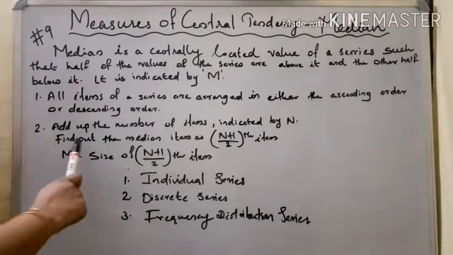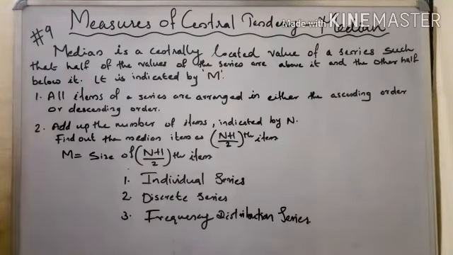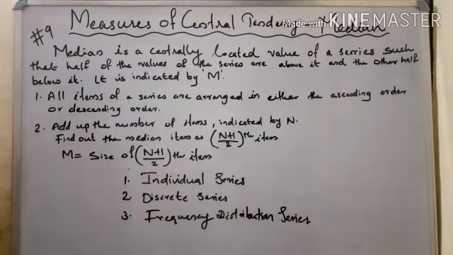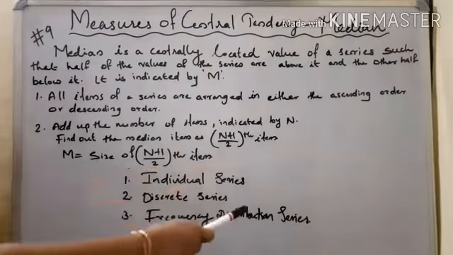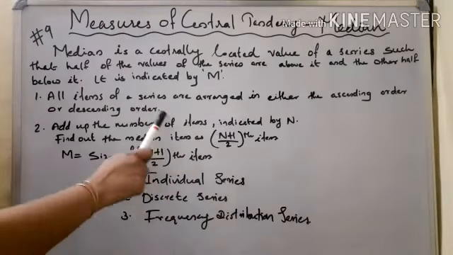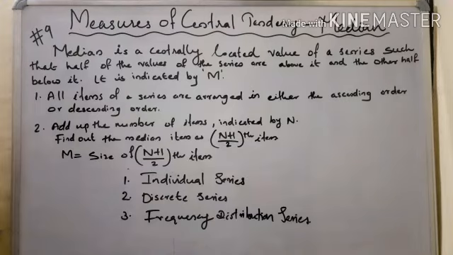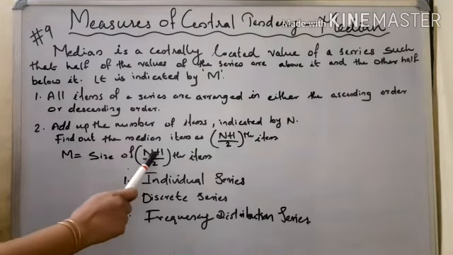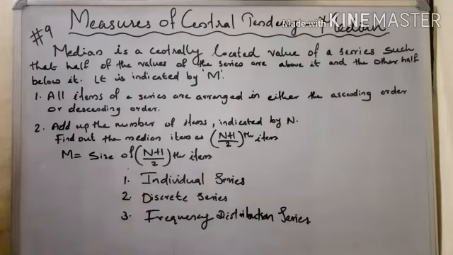Then find out the median item as the n plus 1 by 2th item. N means the number of items; the number of items plus 1, divided by 2. That item represents the median item. So M is equal to size of n plus 1 by 2th item.